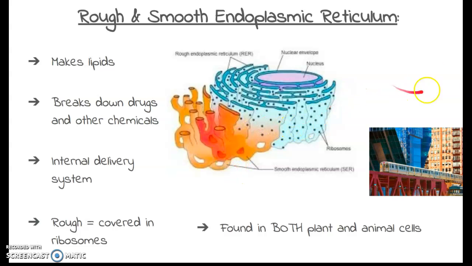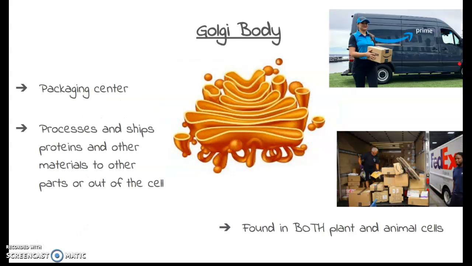All right, so delivery systems. Next up, we got the Golgi Body. Now, the Golgi Body is called the Golgi Body sometimes. You might see it called the Golgi Apparatus. You might see it called the Golgi Complex. But basically, the word Golgi, this part's always going to be the same. So we got the Golgi. This is the packaging center. So basically, it gets everything ready to ship out.